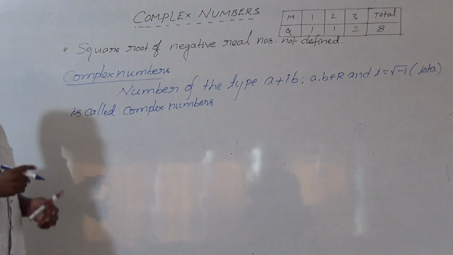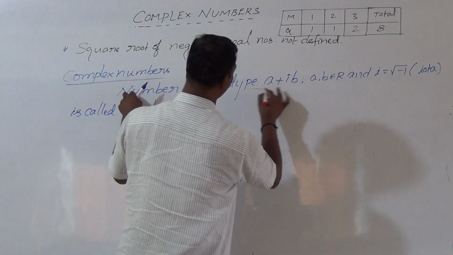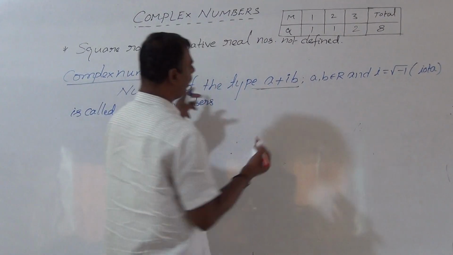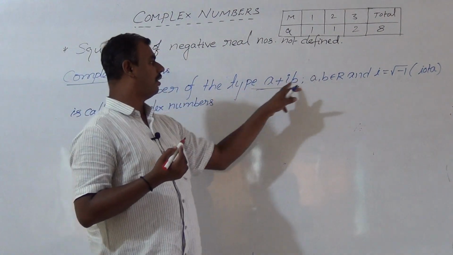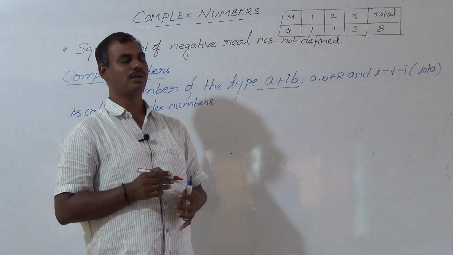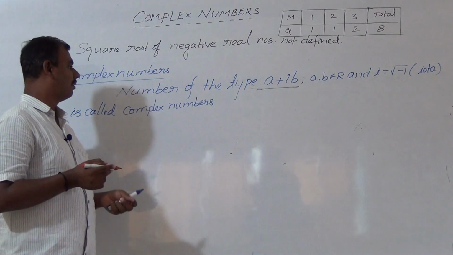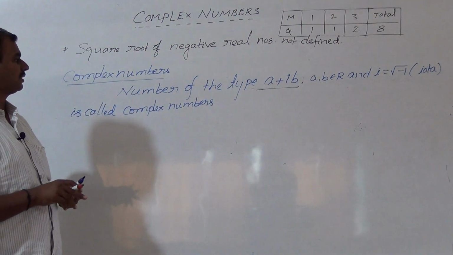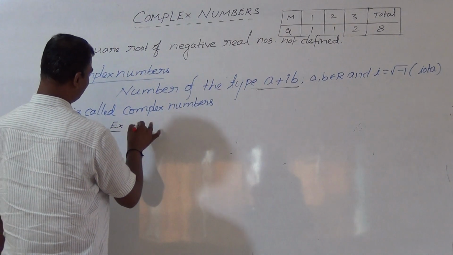So what is a complex number? A number of the type a plus iota b. Okay, children? a, b are real numbers and iota is equal to square root of minus 1. It is called a complex number. If you want examples, let us see examples.